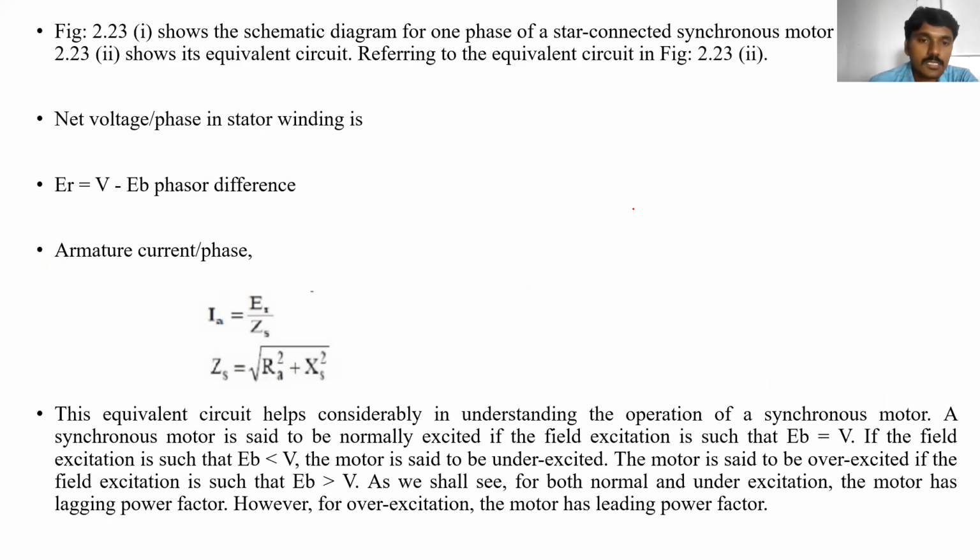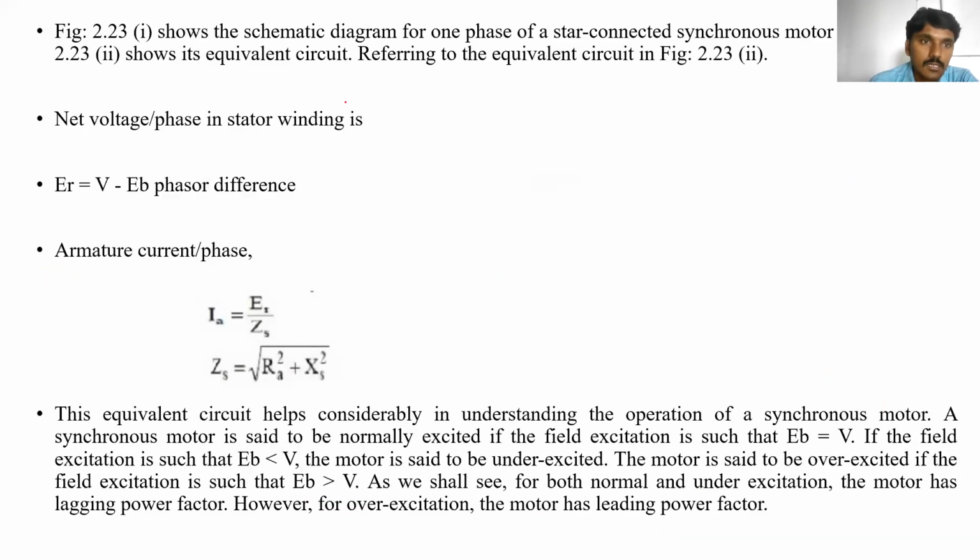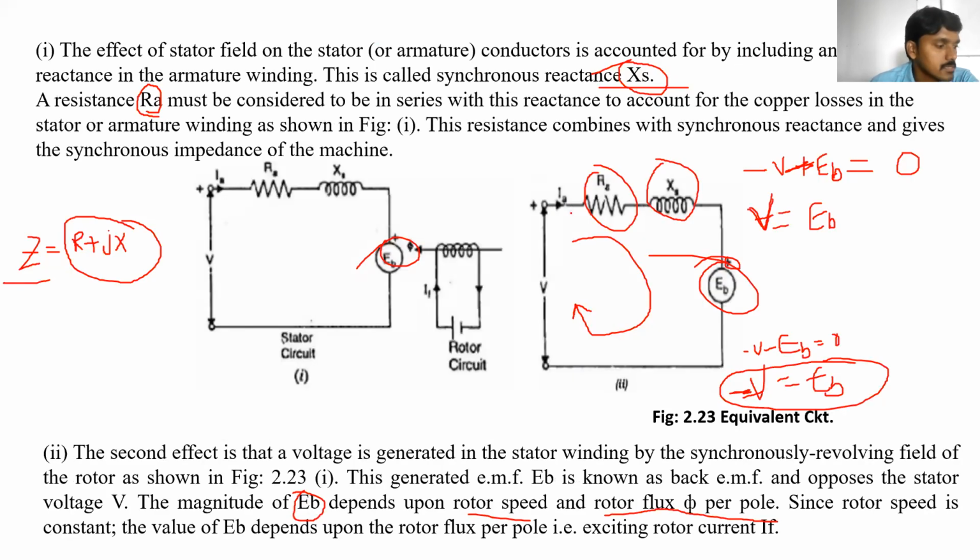The above circuit diagram is the equivalent circuit diagram of this synchronous motor per phase only. This is the schematic diagram for one phase of a stator-connected synchronous motor. The second one shows the equivalent circuit, referring to the equivalent circuit of 2.23.